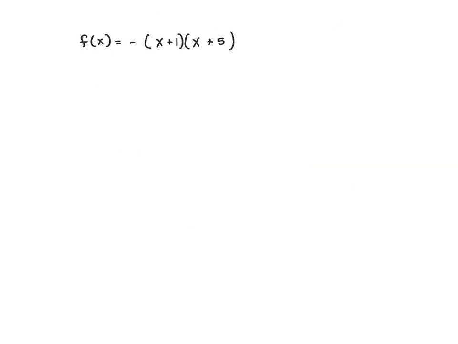Already in this factored form, or intercept form as the book calls it, we can see it's going to open upside down because of this negative. We just take the factors with x in them. X plus 1, set it equal to 0, we subtract 1. That is, on our graph, x is -1, the x-intercept. So just put a -1 right there, and we'll put a point.